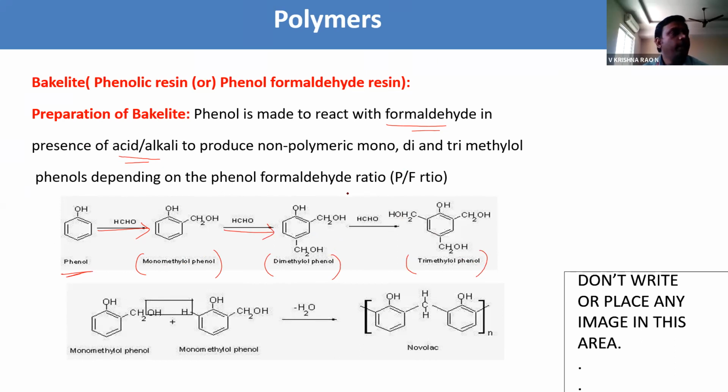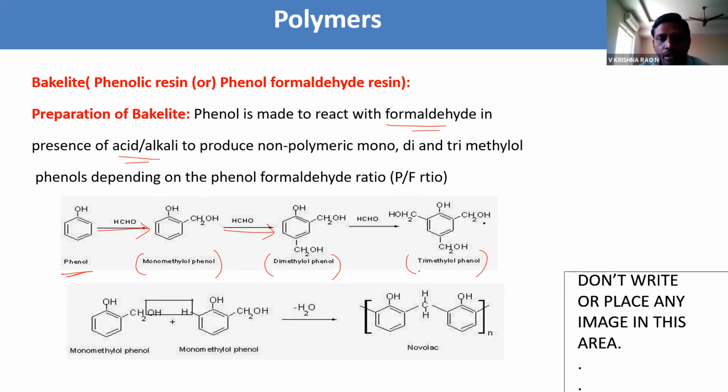So step 1 is the conversion of phenol. Phenol reacts with formaldehyde in the presence of acid or alkali and produces non-polymeric mono, di and trimethylol phenols. Depending upon the phenol to formaldehyde ratio, we get mono, di and trimethylol phenols.